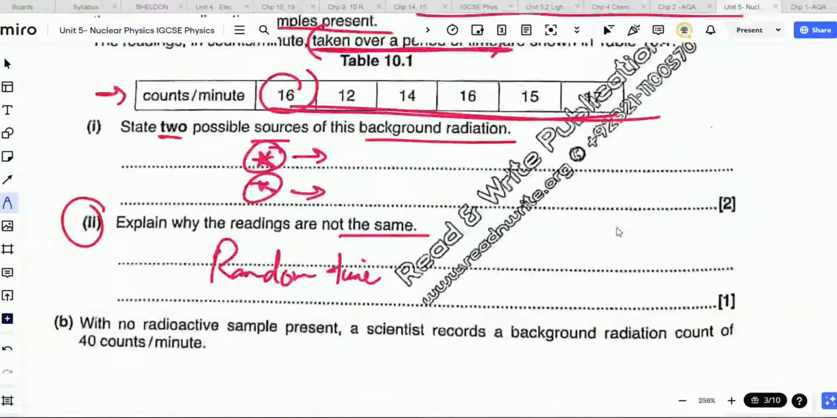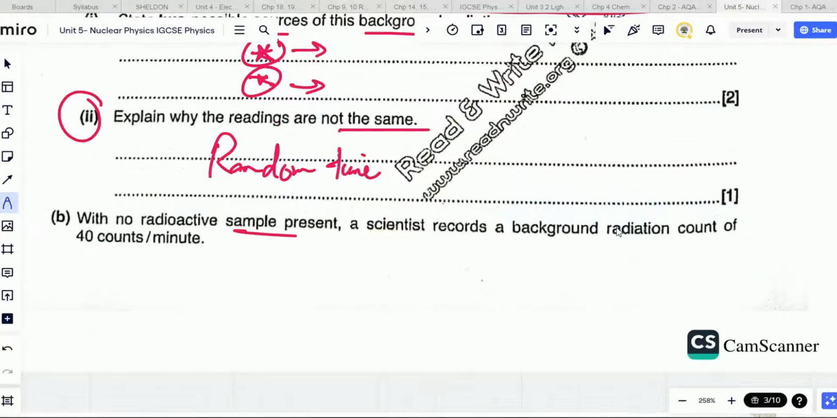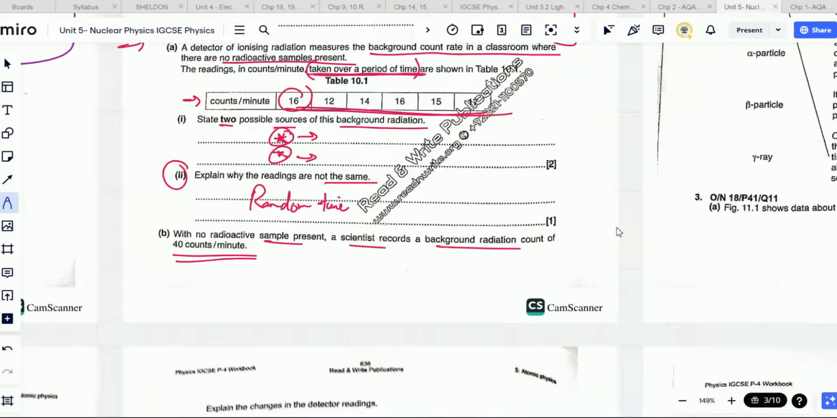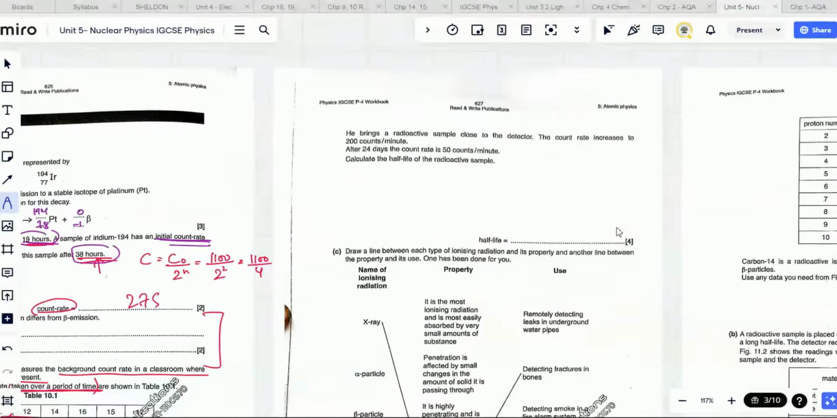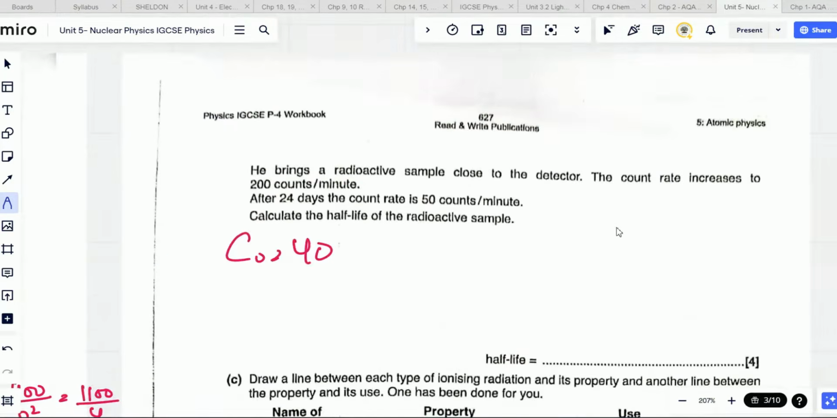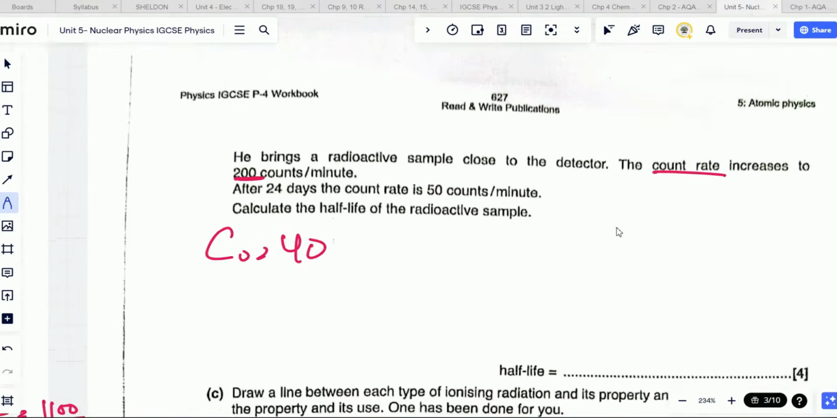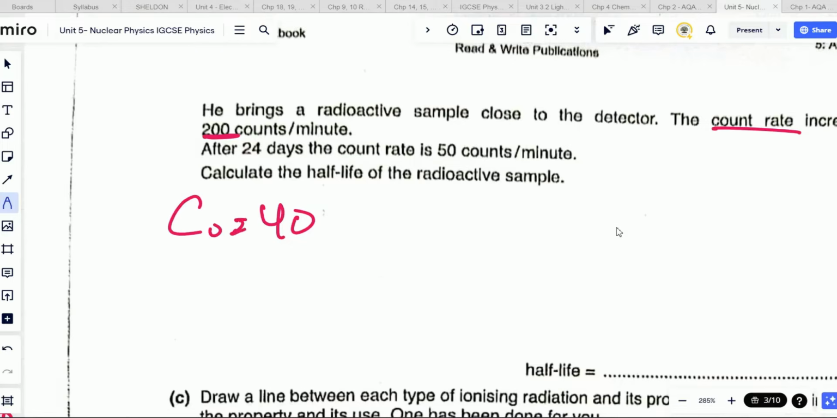Yeah, let's solve this one. With no radioactive sample present, a scientist records the background radiation count of 40 counts per minute. Okay, we got the original count. What is it? 40. Then he brings the radioactive sample close to the detector. The count rate increases to how much? 200. Okay, so initial was 40. Now how much has it become? 200. Okay, so what's the change in count rate?